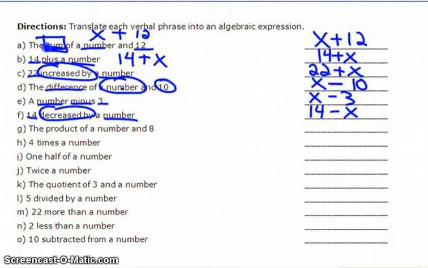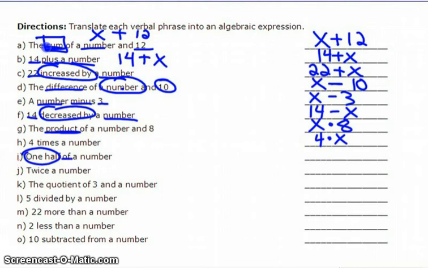Okay. Now here, G, we have the product of a number and 8. Well, product means to multiply, so we have x times 8. Now that's a little dot, right? That means to multiply. We usually don't use the x or the symbol right here anymore because we're using variables and we would get confused. Now here, 4 times a number, 4 times a number.